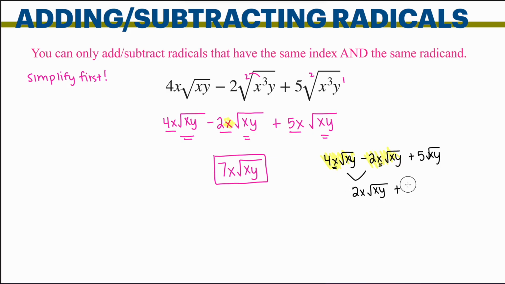And then you just can bring down the 5 square root of xy. The square roots combine, the radicands combine, but here, this is telling you that there is a 2 of these, whereas this 5 does not have an x with it. So you can only combine like terms. So just be really careful to make sure you can only combine terms that are completely alike.